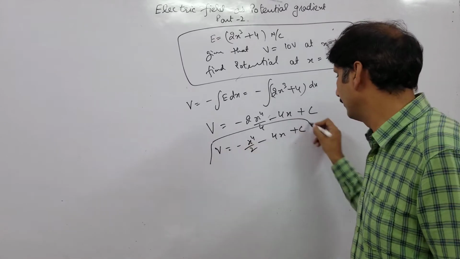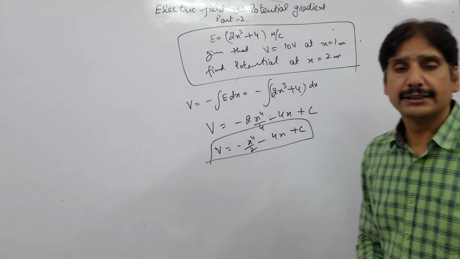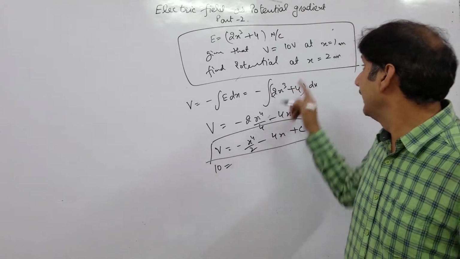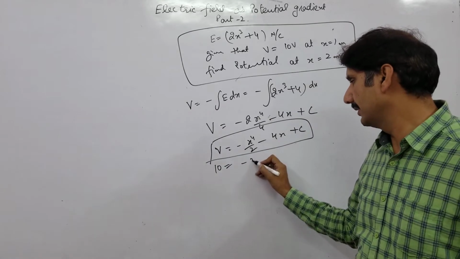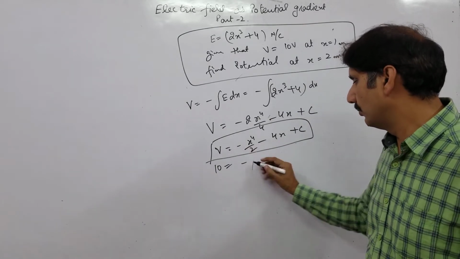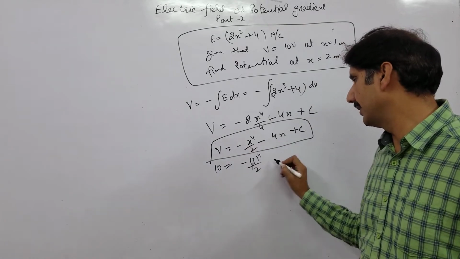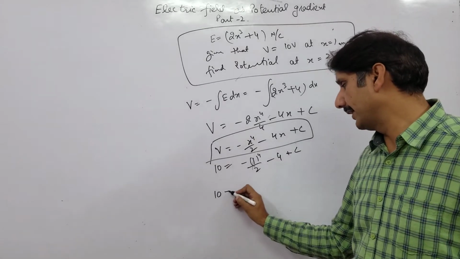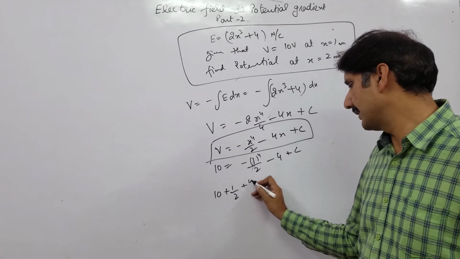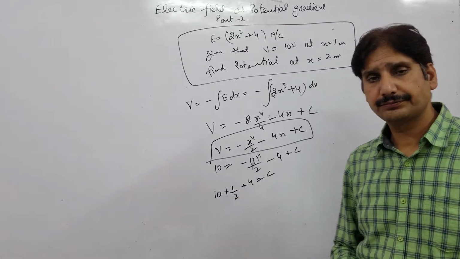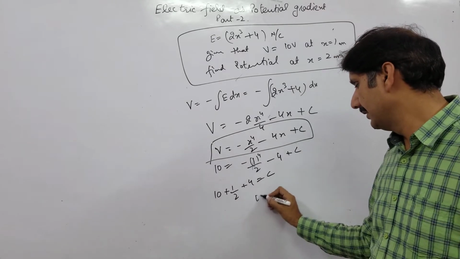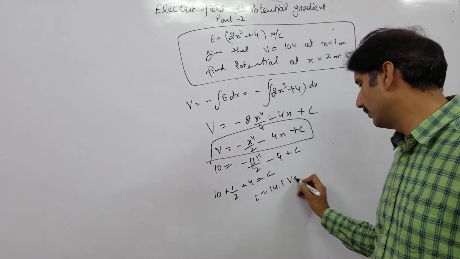After doing this, you put in the condition given to you. The condition is V was 10 volts at x equal to 1 meter. So I put x as 1 raised to the power 4 divided by 2, minus 4, plus c. So what do I get? 10 plus 1 by 2 plus 4 is equal to c. So it is 14 and a half, 14.5. So c is 14.5 volts.